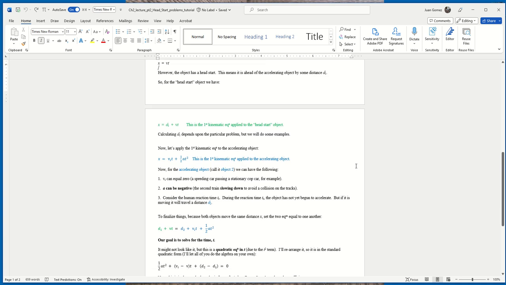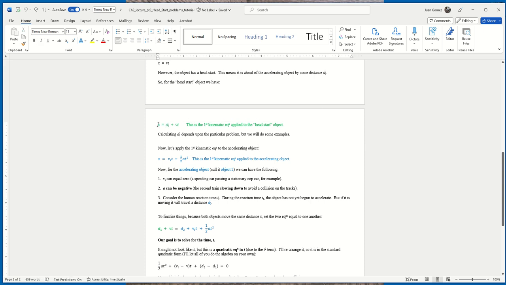Now remember, typically the object has a head start. It could be you pass the police car when you're speeding. You have a head start on the police car. There's two trains in a tunnel. The first train has a head start. You're slowing down so as to avoid a collision, but object one is going to have a head start. So that head start distance, let's call it d1.